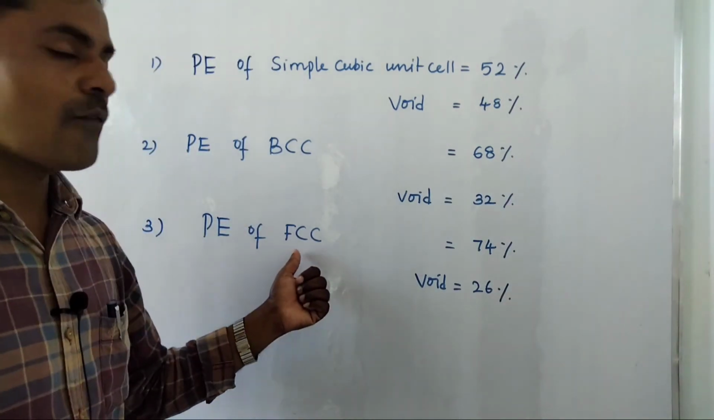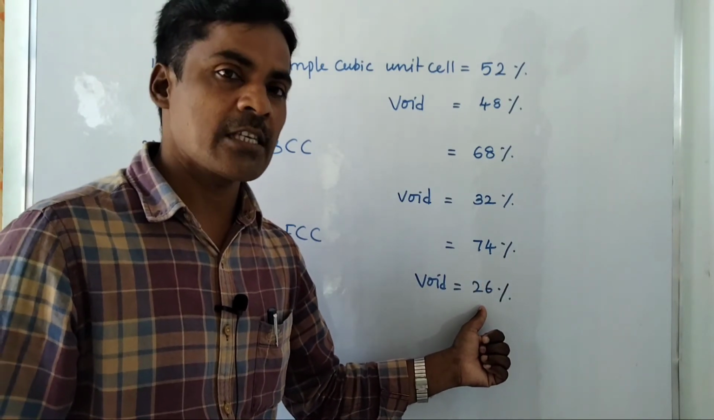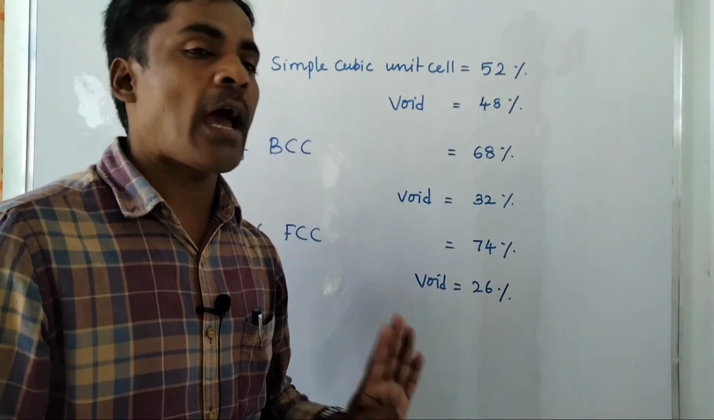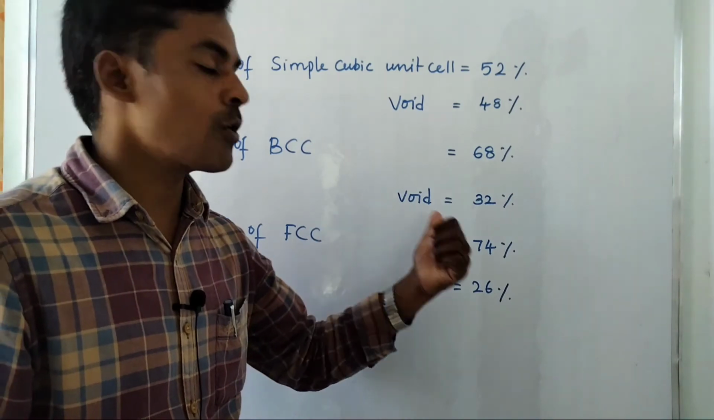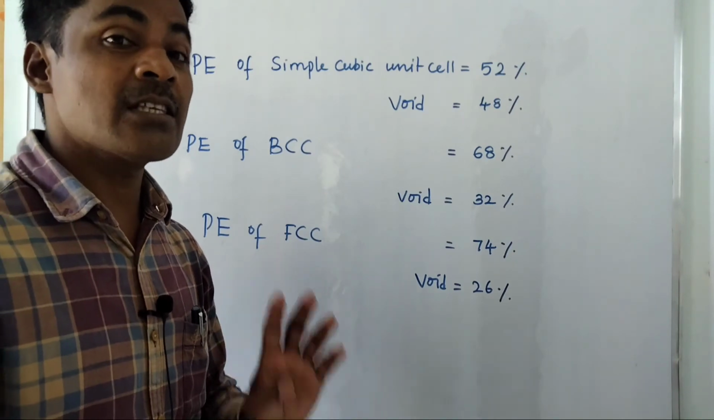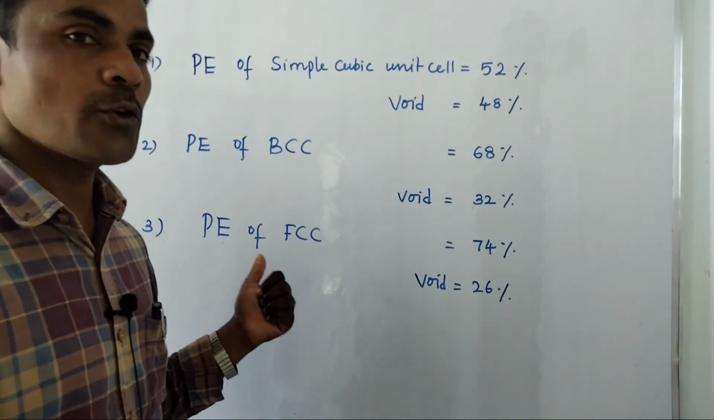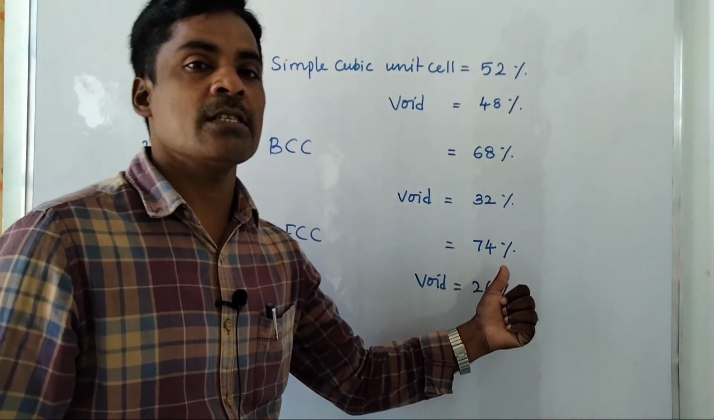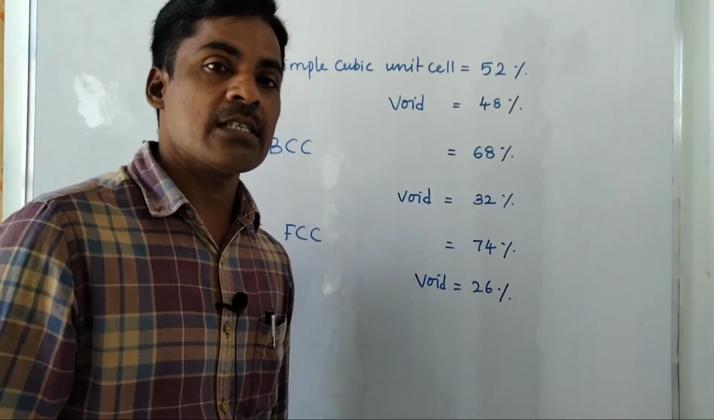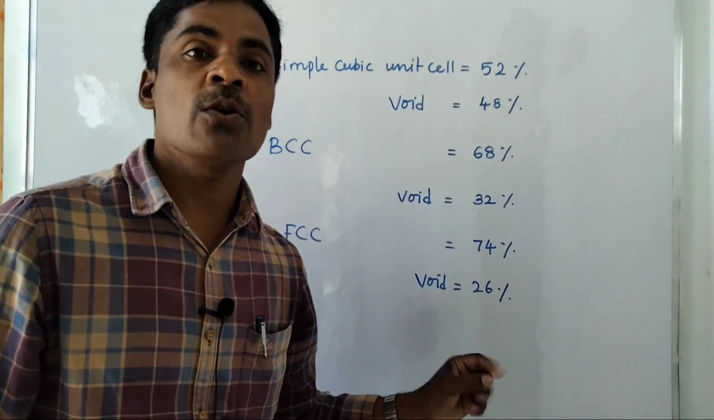And the packing efficiency of the face centered cubic unit cell is 74% and the void or vacancy is 26%. The face centered cubic unit cell contains 4 atoms, and these 4 atoms occupy 74% of the volume. Hence its packing efficiency is 74%. If the number of atoms increases, the packing efficiency also increases.